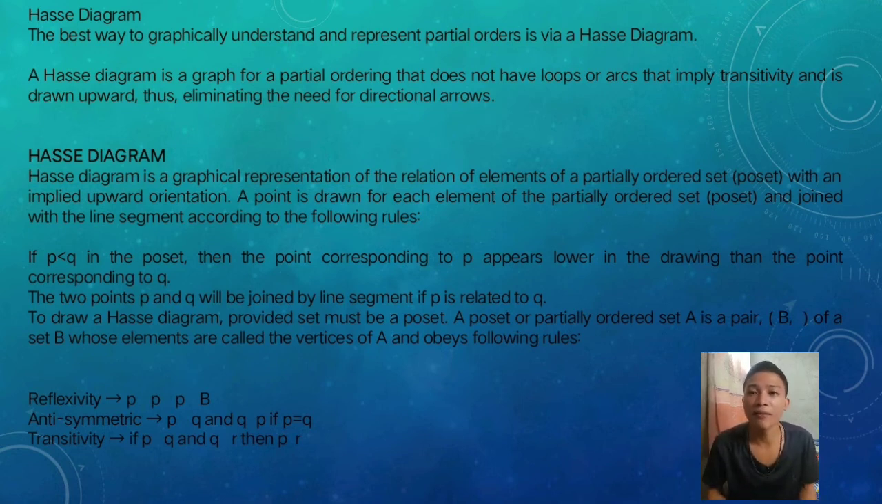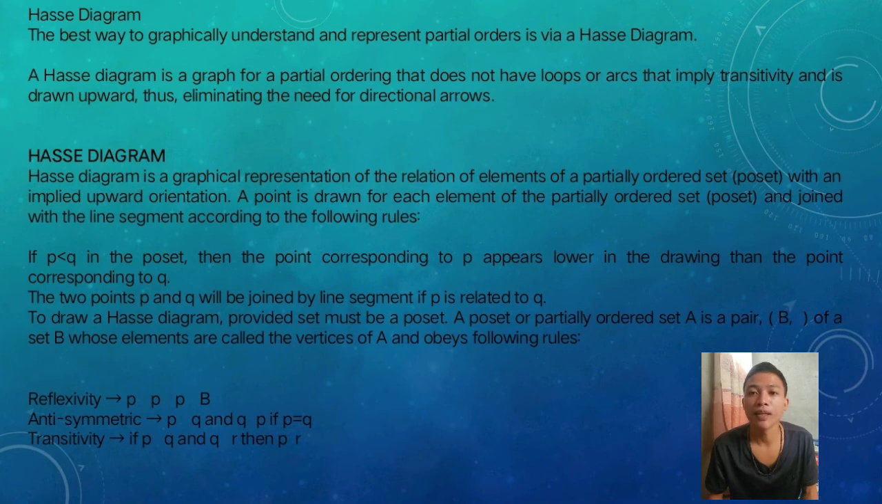If P is less than Q in the poset, then the point corresponding to P appears lower in the drawing than the point corresponding to Q. The points P and Q will be joined by a line segment if P is related to Q. To draw a Hasse diagram, the provided set must be a poset. A poset, or partially ordered set, A is a pair of a set V, whose elements are called the vertices of A, and it obeys the following rules.